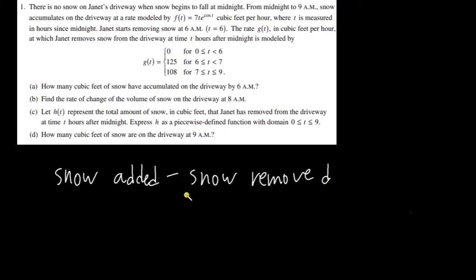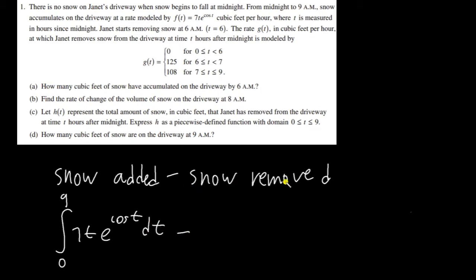Okay, so let's see, how much snow was added? Well, we know that the snow accumulates at this rate. So if we want to figure out the total amount of snow added from time t equals 0 to time t equals 9, all we've got to do is integrate that function from 0 to 9, just like what we did in part A. So 7t e to the cosine t dt, right?